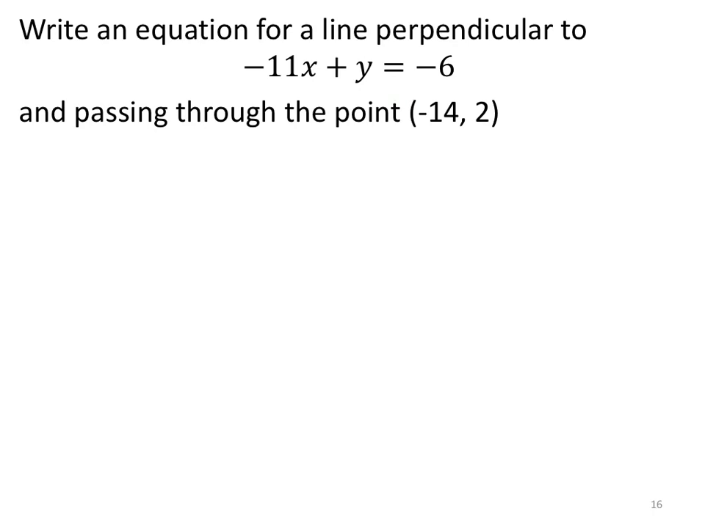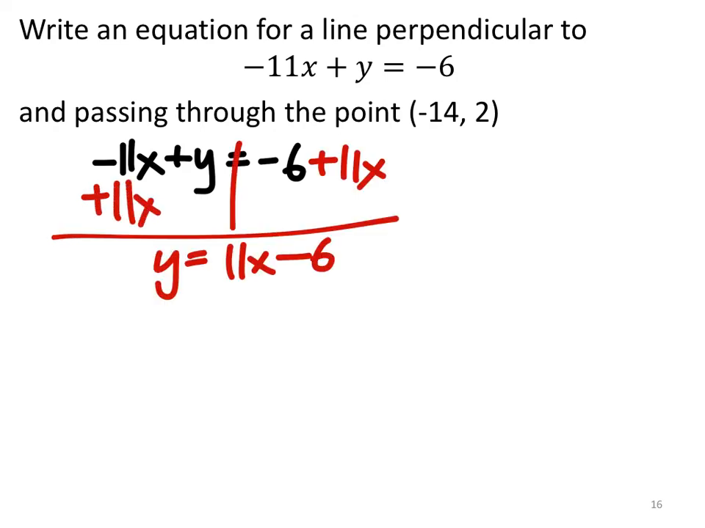Write the equation of a line that's perpendicular to this one and passes through that point. Same idea on this one. I'm going to manipulate that equation until I have y equals something. And again, that's just specifically to find the slope of that line. We're going to add 11x to both sides. Again, we don't really need that -6 there. We just want the coefficient of x, which in this case is 11. And that is the slope. And that will be the slope in the new line as well.